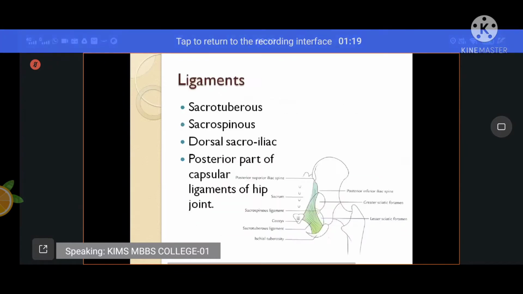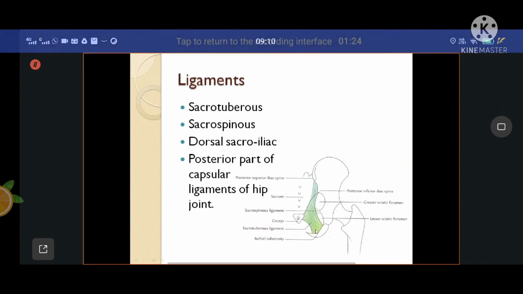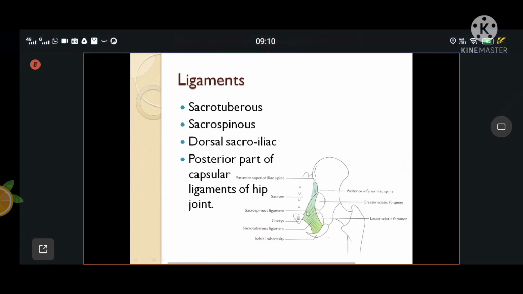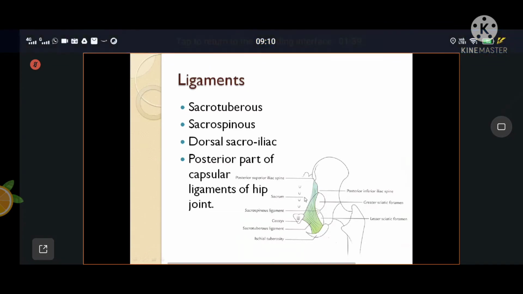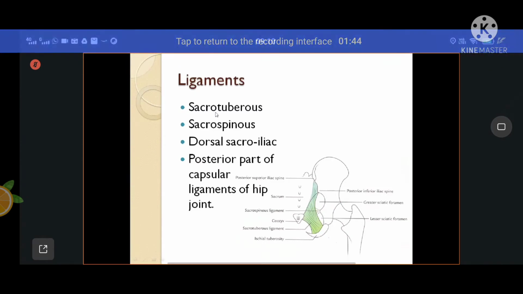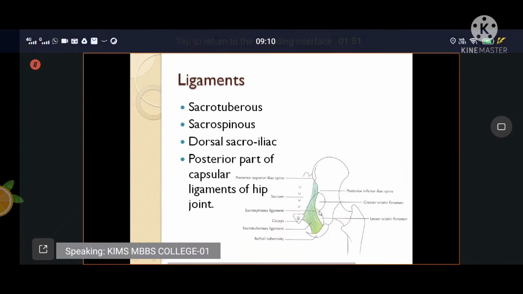And the second thing is, in the gluteal region, the ligaments which you come across. The sacrotuberous ligament, which extends from the sacrum to the ischial tuberosity, and the sacrospinous ligament extending from the sacrum to the ischial spine, and the dorsal sacroiliac ligaments, which cannot be seen in this diagram. But these are the two very important ligaments: the sacrotuberous ligament, from the sacrum to the ischial tuberosity, and the sacrospinous ligament, from the sacrum to the ischial spine.